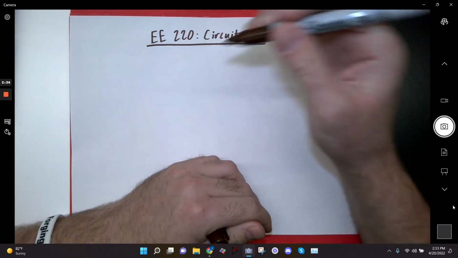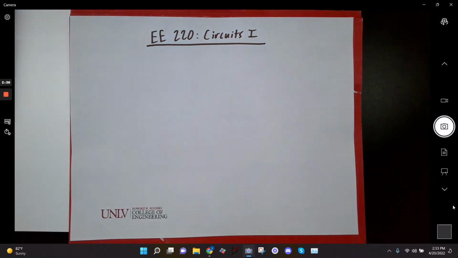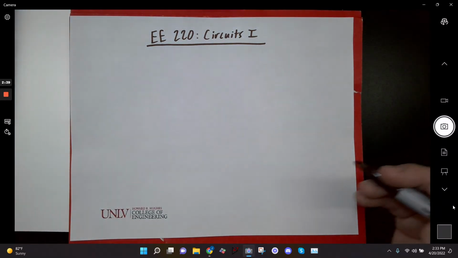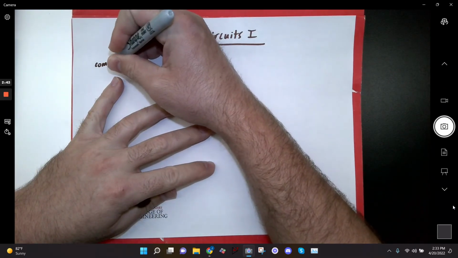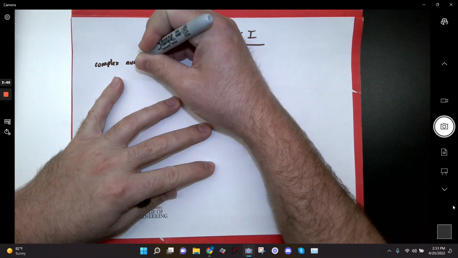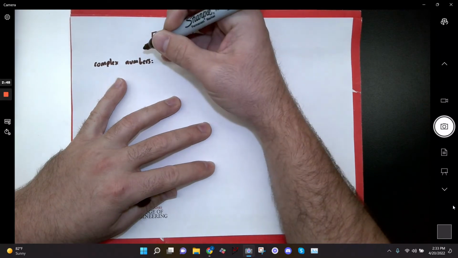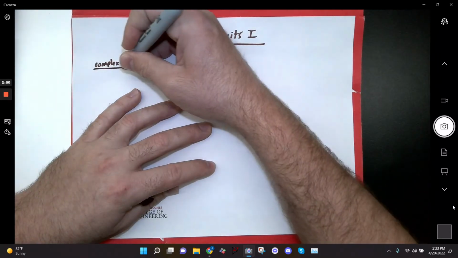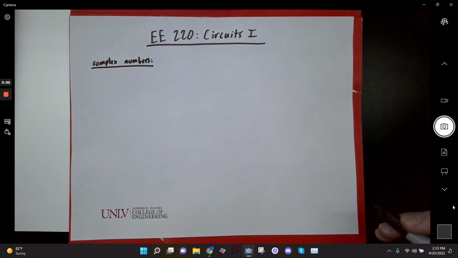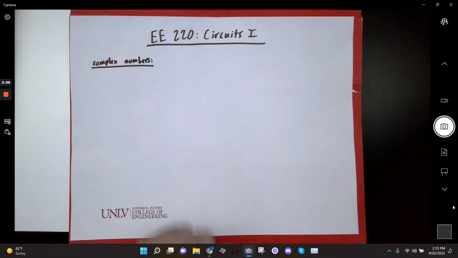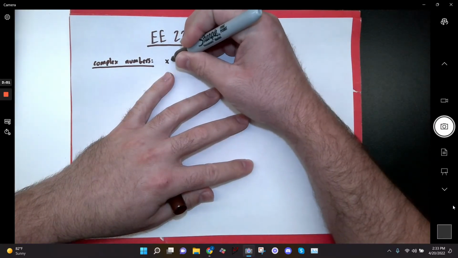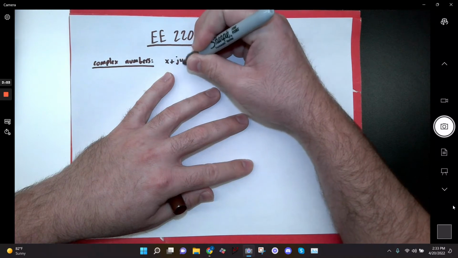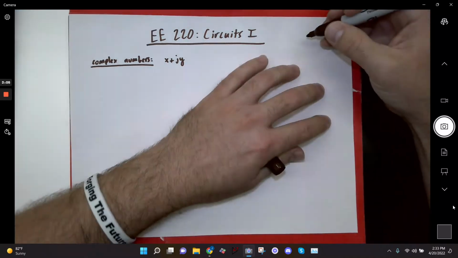So I'll just start with a brief, give me like 10 minutes to review complex numbers, because this will be very useful. There will be no quiz, so we're going to go for the whole time today. Complex numbers have a real part and they have an imaginary part. Everybody remember that? Maybe you don't remember this. Typically, they're written in the form of x plus, I'm going to use j because that's what we use in engineering.